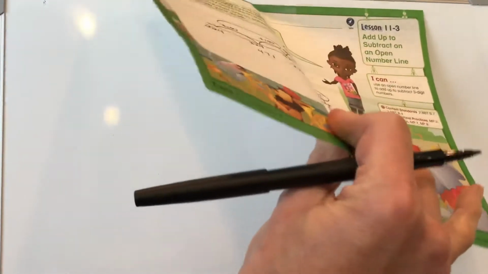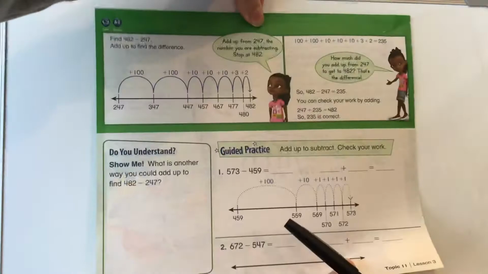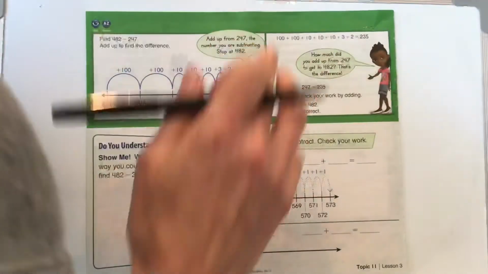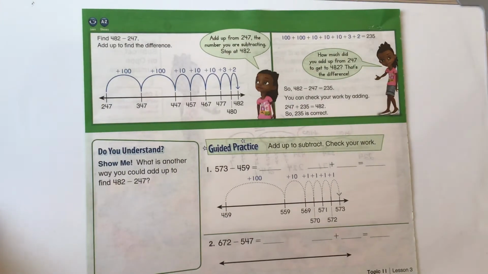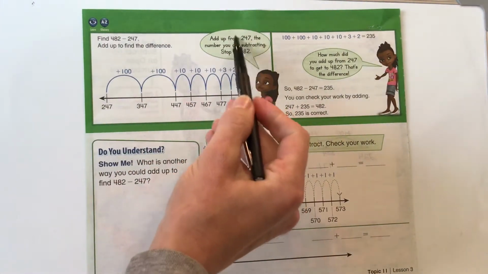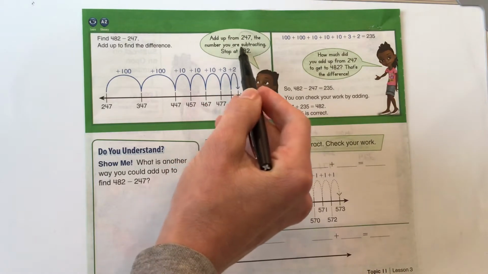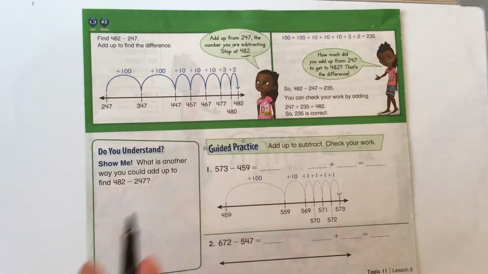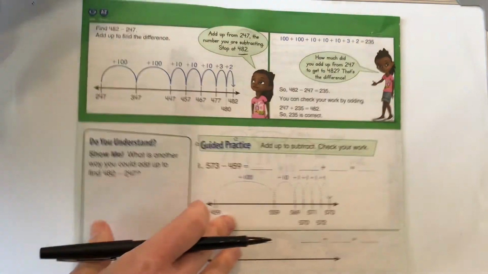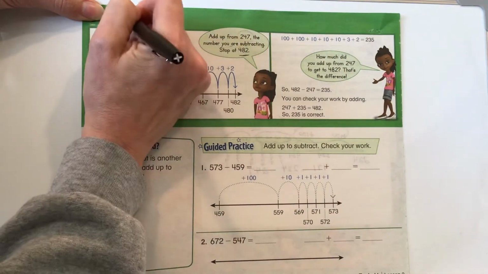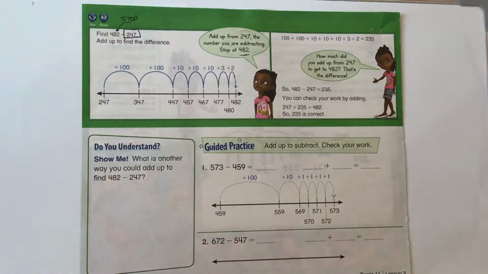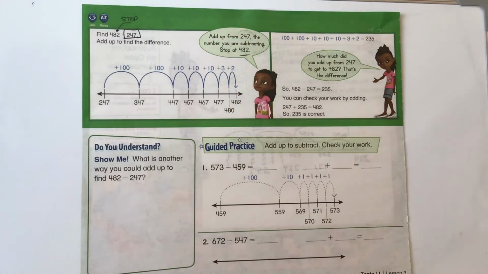Okay, let's take a look at our next page here. Let's make sure that's centered just right for us. Oh, sorry. Bumping the board. Okay, let's go ahead and read the comic together. You add up from 247, the number you are subtracting, and stop at 482. Okay, so right here, what you're going to do is start at the smaller number and stop at the larger number and add up that way, just like we did in the other one.